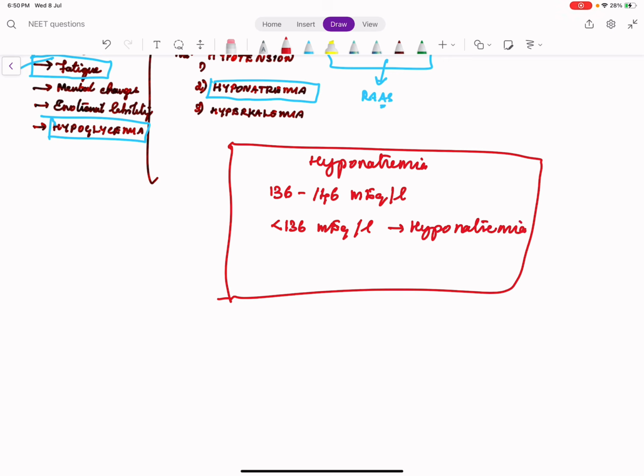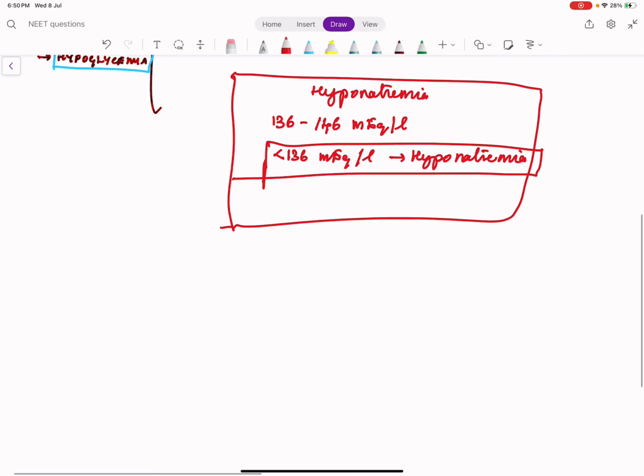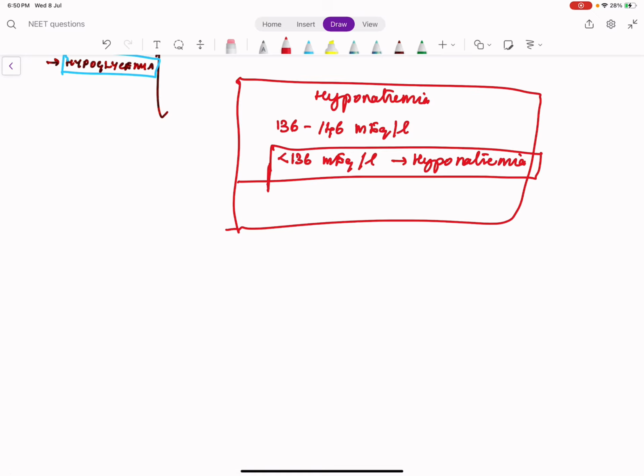There are 3 questions on hyponatremia in NEET 2025. So we can take some time to discuss hyponatremia also. It is classified as mild, moderate, severe, like 130 to 135 milliequivalents per liter in our body. We call it mild hyponatremia.